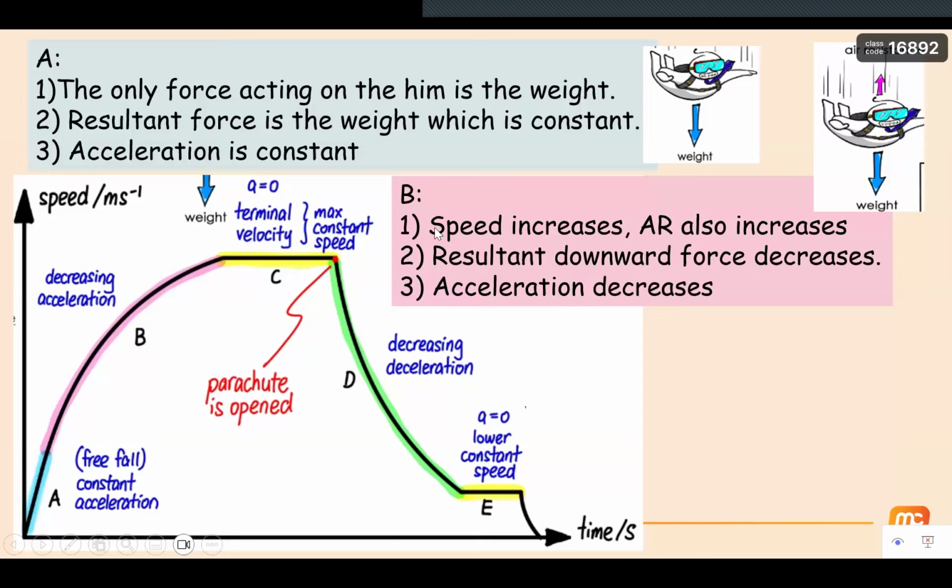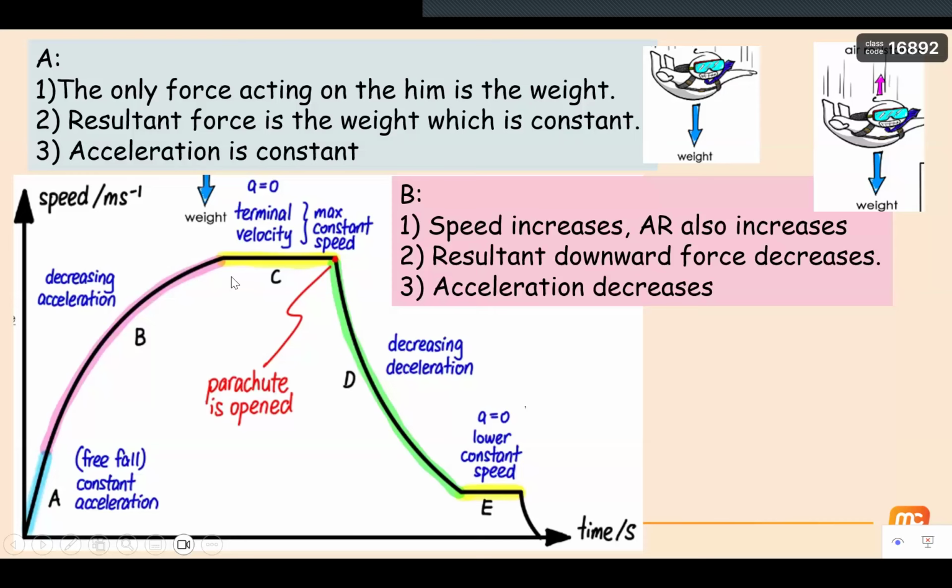So again, I mentioned the individual forces, which are the weight and the air resistance. The air resistance is increasing. Then I talk about the resultant force. The resultant force decreases, and therefore I link it to the acceleration. So the acceleration decreases. The object is still accelerating, the speed is still increasing, but it just doesn't increase that much. So we say that it has a decreasing acceleration. So the gradient is decreasing.